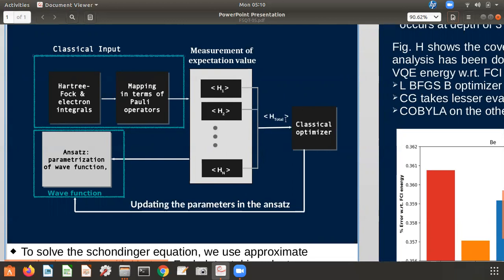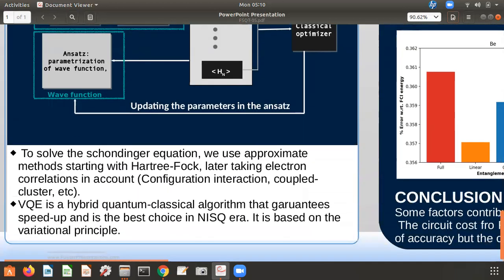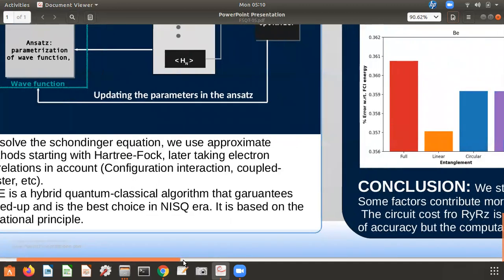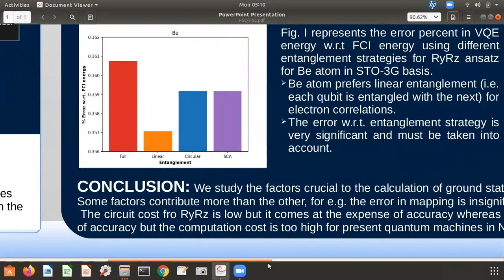Once the total energy is calculated, it is fed into a classical optimizer where the parameters theta are updated until a minimum ground state energy value is obtained. We expect a speed up from the VQE algorithm, and it's the best choice in the NISQ era because it's based on the variational principle and hence the energy we obtain is variational.